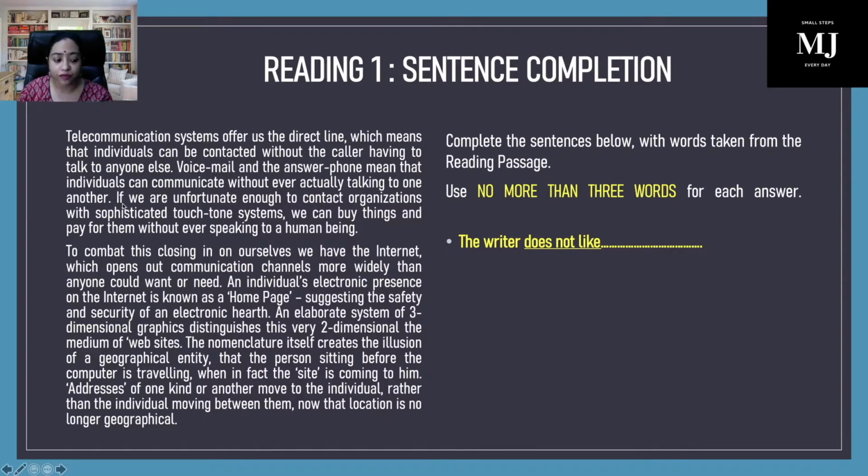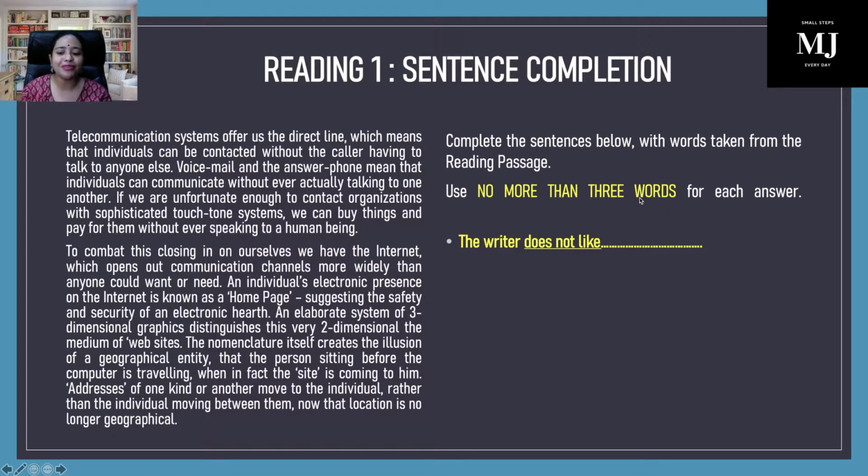Let's move ahead. If we are unfortunate enough to contact organizations with sophisticated touchtone systems, oh wait, if we are unfortunate enough, yes, this is the opinion of the writer. He feels that if we are contacting organizations with these sophisticated touchtone systems, then we are unfortunate. Definitely, he's not in favor of these touchtone systems. He's not very fond of them. Okay, so does not like. What doesn't he like? He doesn't like the touch tone systems. Can that be the answer?